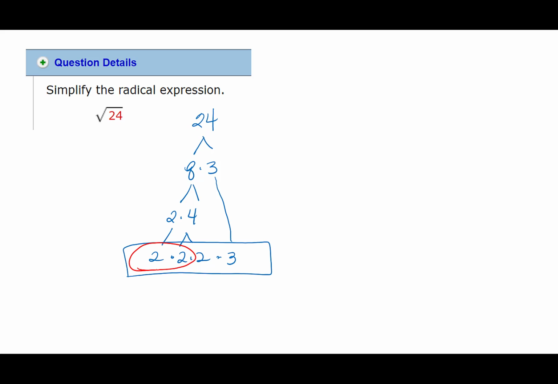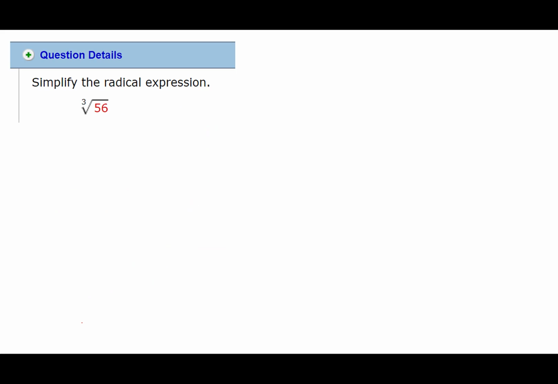There are two 2s right here that makes a pair. To represent that pair of 2s, we're going to write the 2 one time on the outside of the radical. The numbers that did not have a pair, we'll multiply those back together and put that answer under the radical. So we'll put 2 times 3 is 6, goes under the radical. We have one pair of 2s, and so one 2 goes to the outside, and that's your final answer.